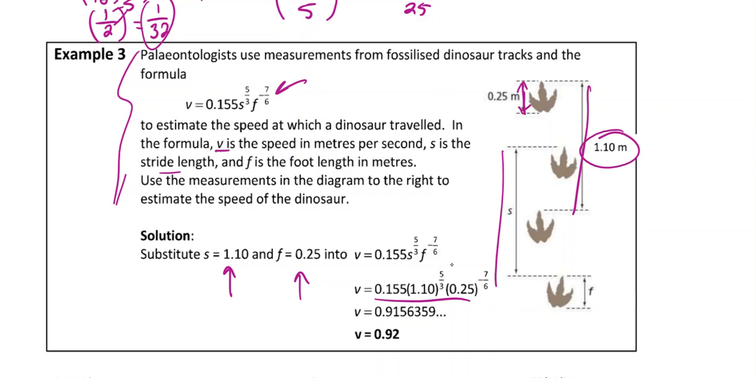And then this is like just punching it in with your calculator. So you can literally punch it in this way. You can go this times 1.10 to the power of 5 over 3 times 0.25 to the power of, and you can leave it this way. You can even go to the power of negative 7 over 6. Your calculator understands what that is, right? So that will actually just get you the right answer there.